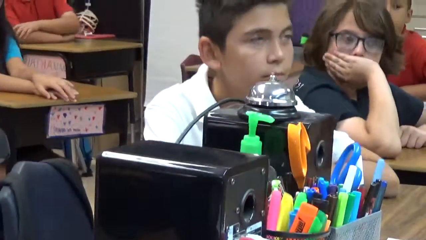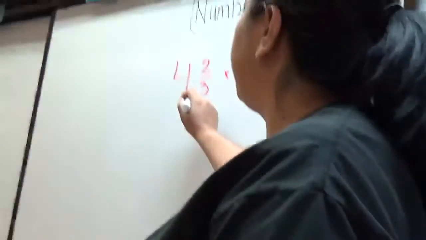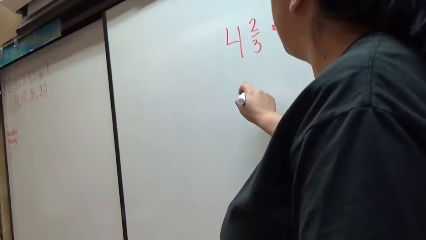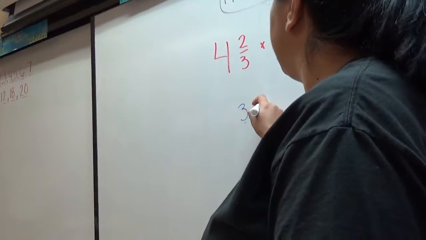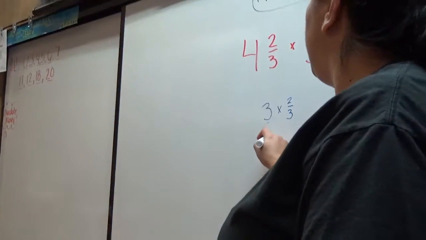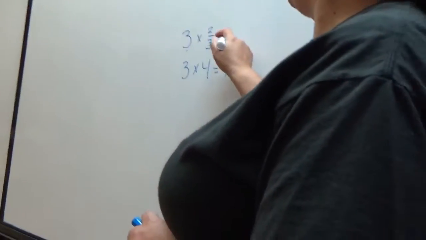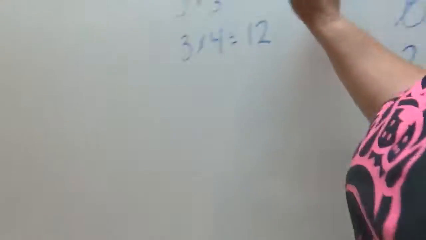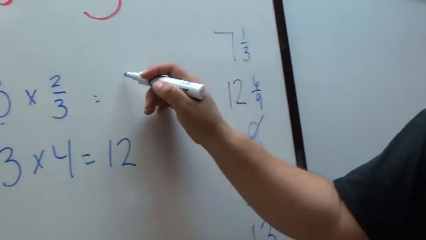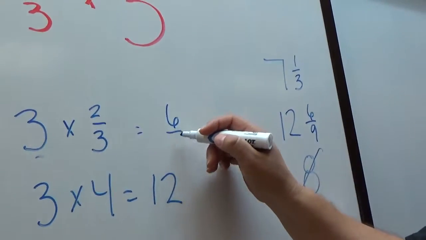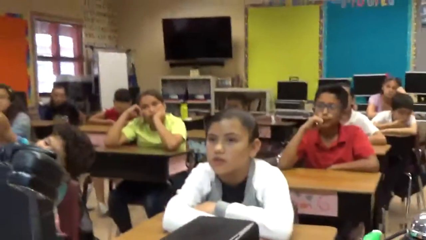Okay, who gave me 12 6/9? Natalia, what did you do? First I multiplied 3 times 2/3 and got 6/9, and then I multiplied 4 times 3, 12. You multiplied, say it again? 3 times 2/3, and then 3 times 4. So that gave you 12, and 2/3 times 3 gave you 6/9. Okay. Anybody else?